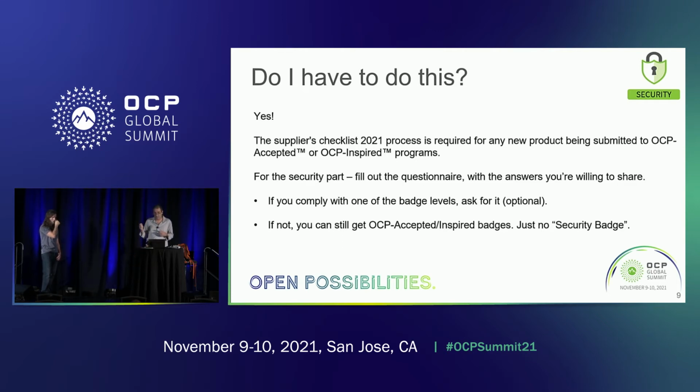For the security part, all you really have to do is fill the checklist. When you go to the OCP webpage and start submitting, you get this checklist. You just have to answer those questions. And you get a choice there to say, hey, I want a bronze badge because I meet all of the requirements, or I have a gold badge and I meet all of the requirements. It's up to you.